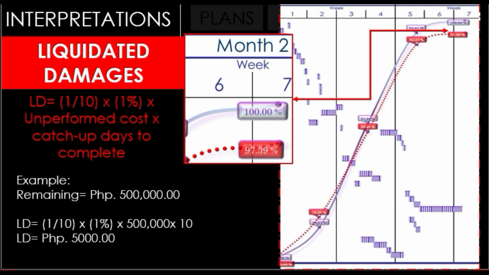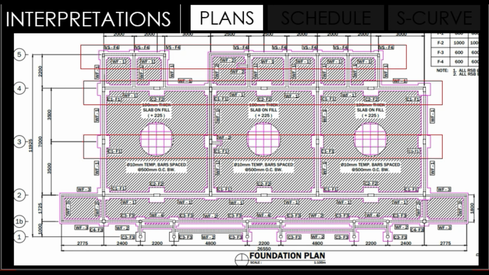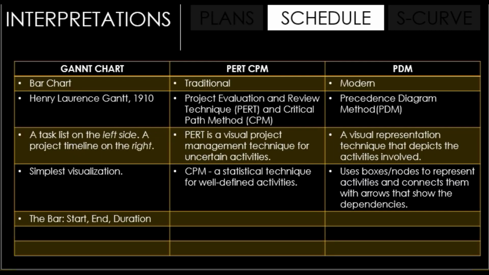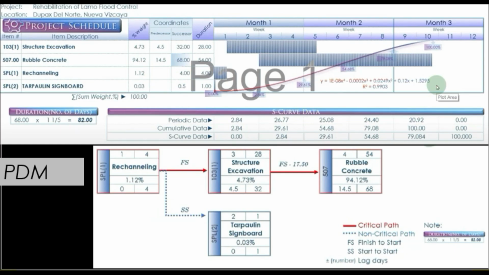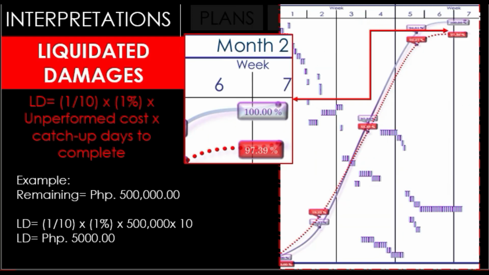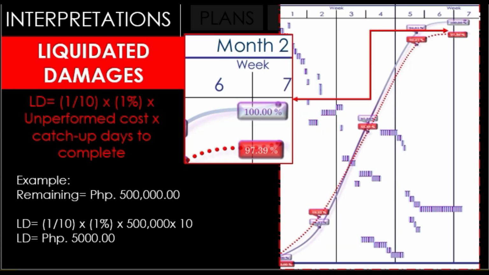Okay, so here ends our interpretations. We discussed some instances in the plan, some materials. We also discussed interpretations using Gantt chart, PERT CPM, PDM. And lastly, we have the S-curve, interpreting the negative slippages and computing for the liquidated damages.